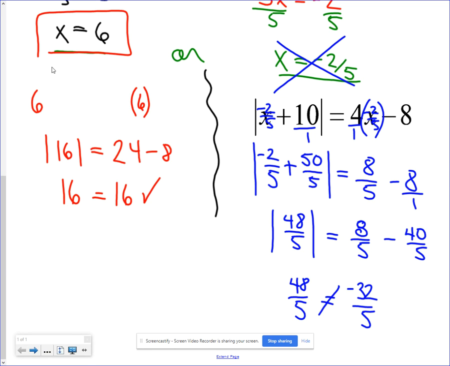That's called an extraneous solution. So the only solution to our original equation is just 6. So it's important that you always check your solutions, because sometimes one of them might not work.